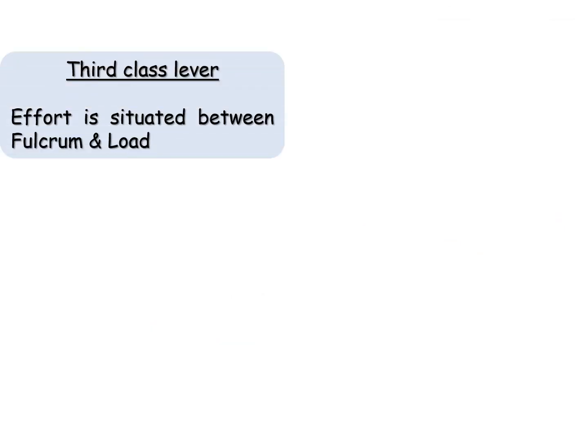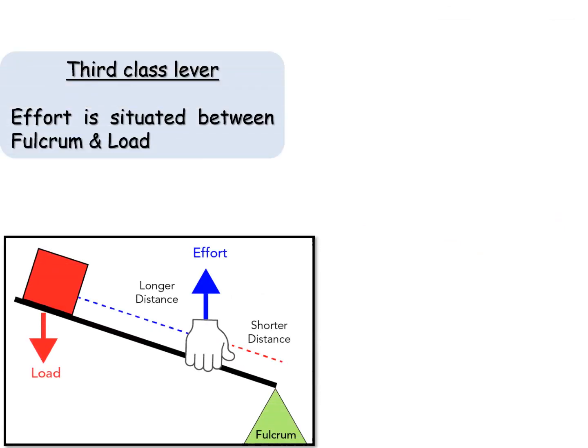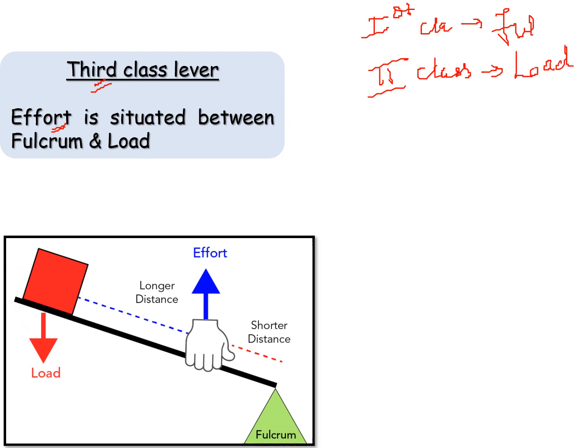Now the third class lever, where the effort is situated between the fulcrum and the load. You should remember the word third has R, and effort has R. So the effort is situated between the fulcrum and the load. To revise once again: for a first class lever, the fulcrum is between the load and effort. For a second class lever, it ends with D, so the load is between the fulcrum and the effort. And for a third class lever, R is there, so the effort is between the load and the fulcrum.